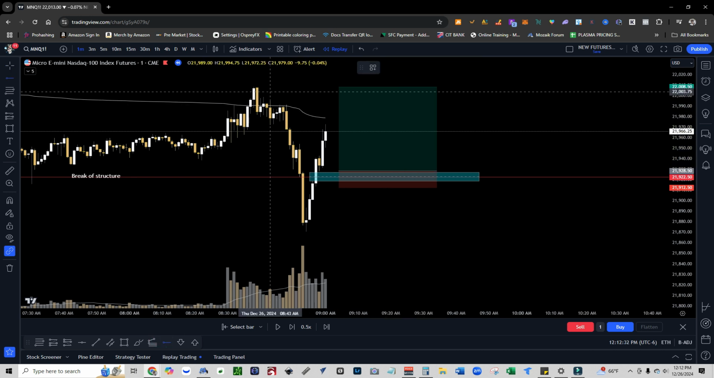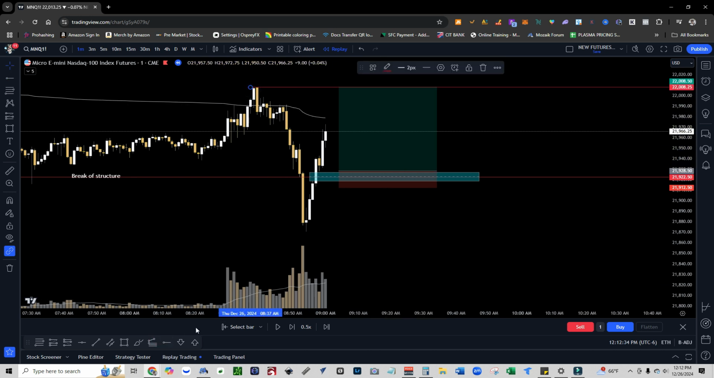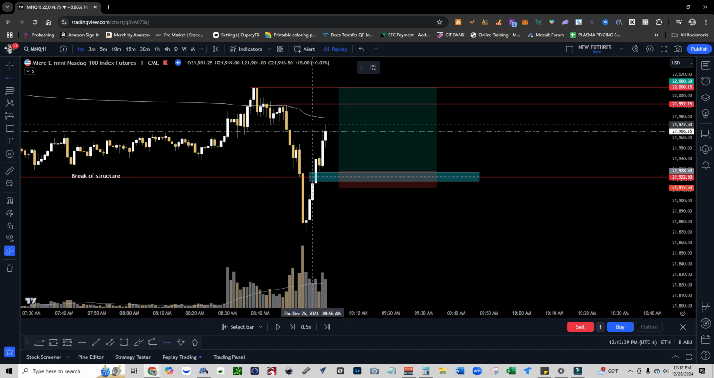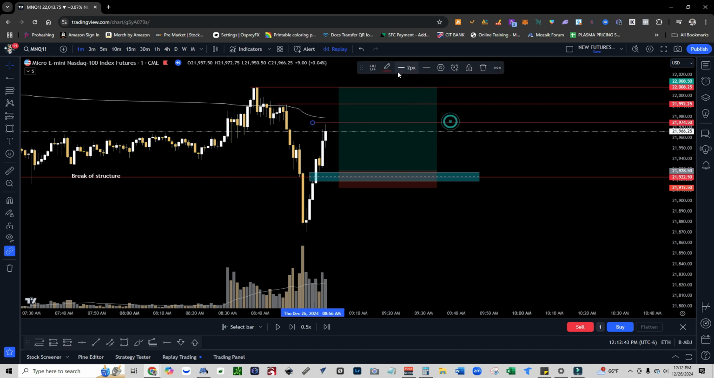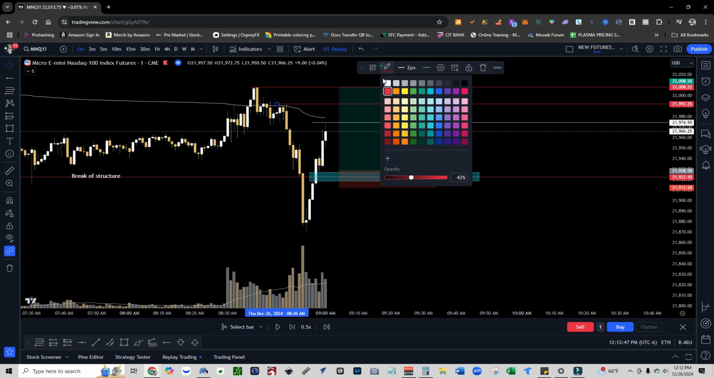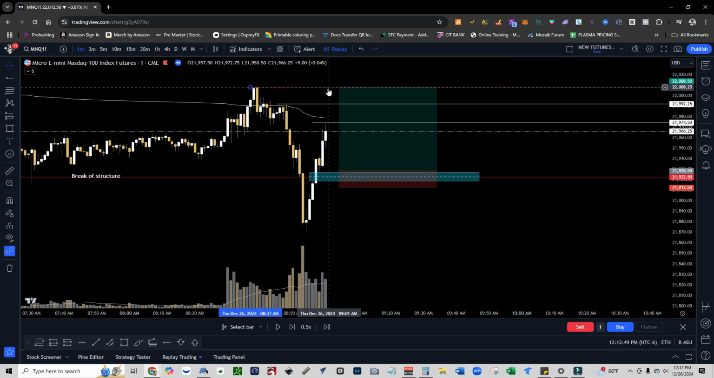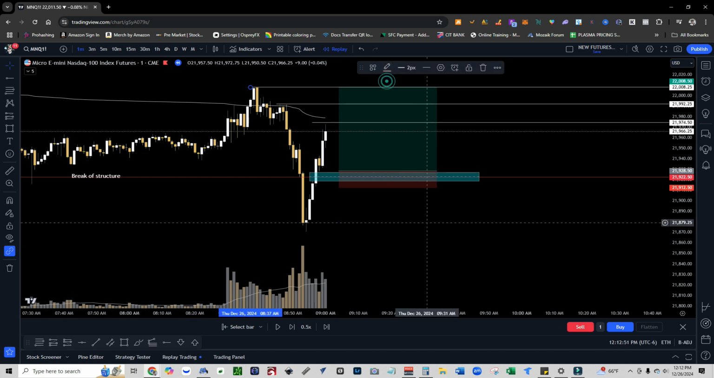And then I'd go ahead and map that out. I'd map this one out. And then if this one does reverse, that would be another one. So that would be my first one. And I like to turn these to white. I don't like them red. So I turn those to white. Kind of like that. All right.